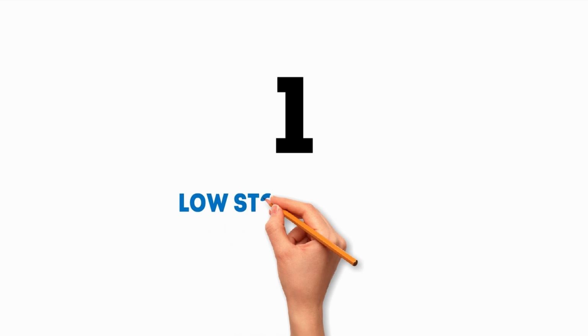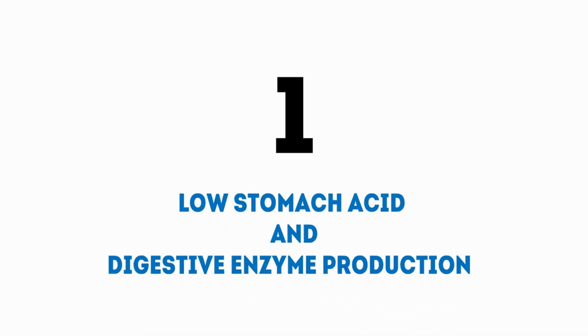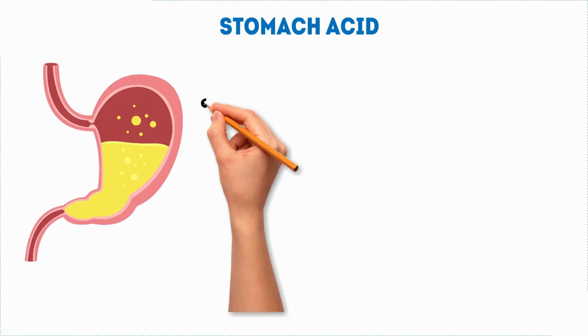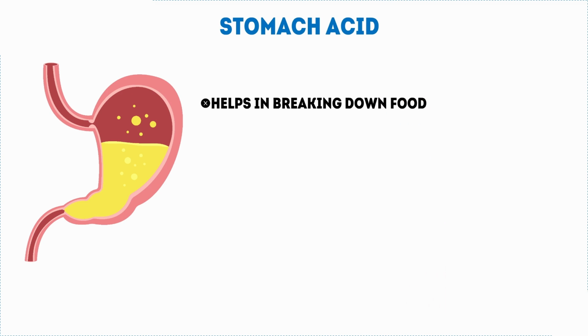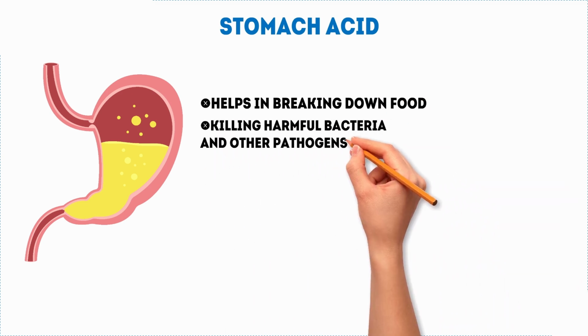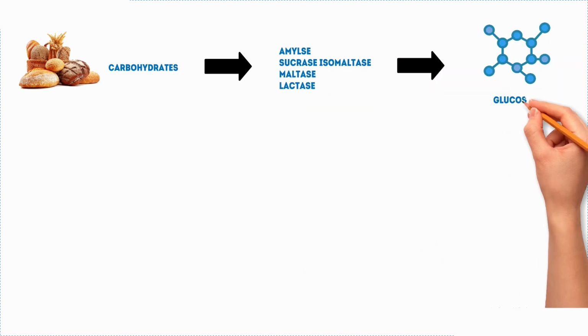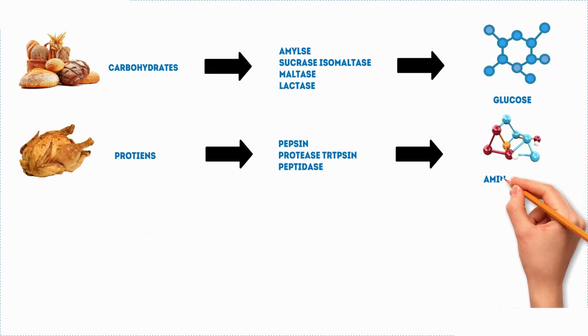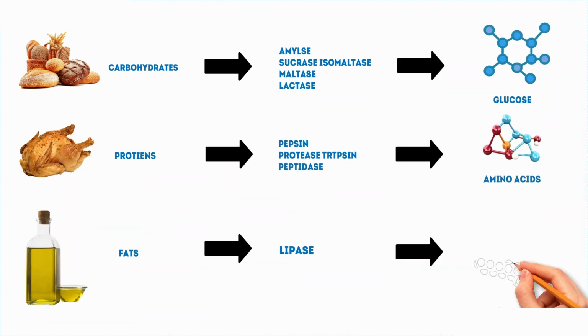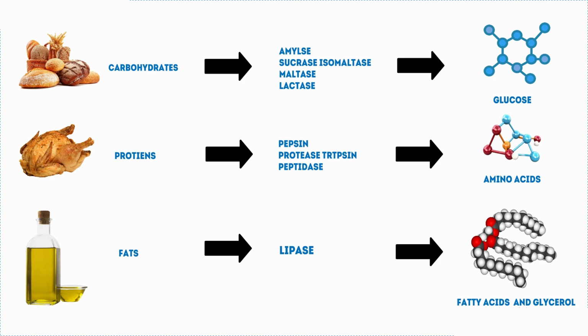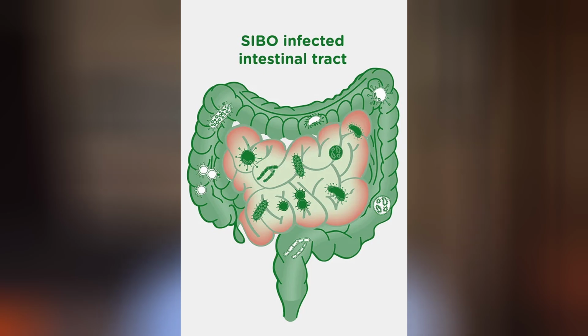Number 1. Low stomach acid and digestive enzyme production. Stomach acid not only helps in breaking down food, but also in killing harmful bacteria and other pathogens that are ingested with your food. Similarly, digestive enzymes play a crucial role in breaking down food into molecules that can be easily absorbed for nutrition. When there's a deficiency in either stomach acid or digestive enzymes, the food remains partially digested and lingers in the gut. And this creates a perfect environment for bacterial overgrowth.